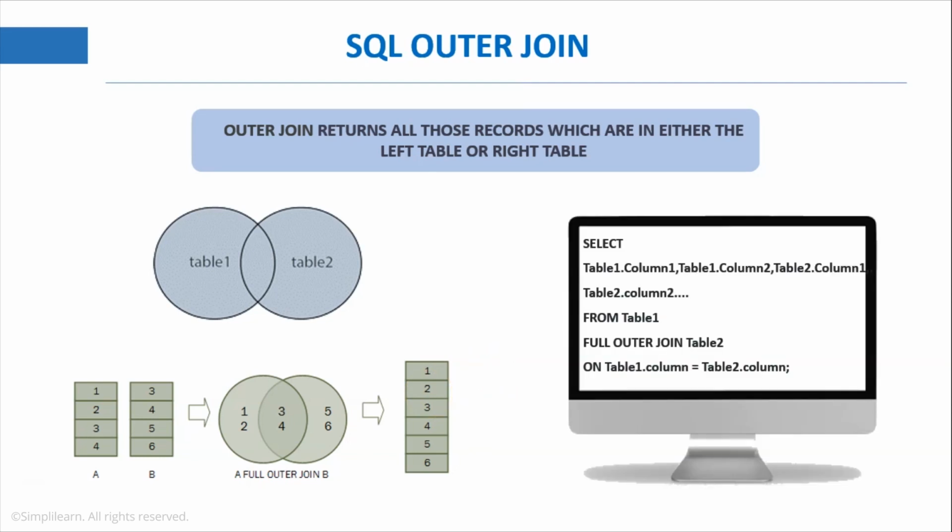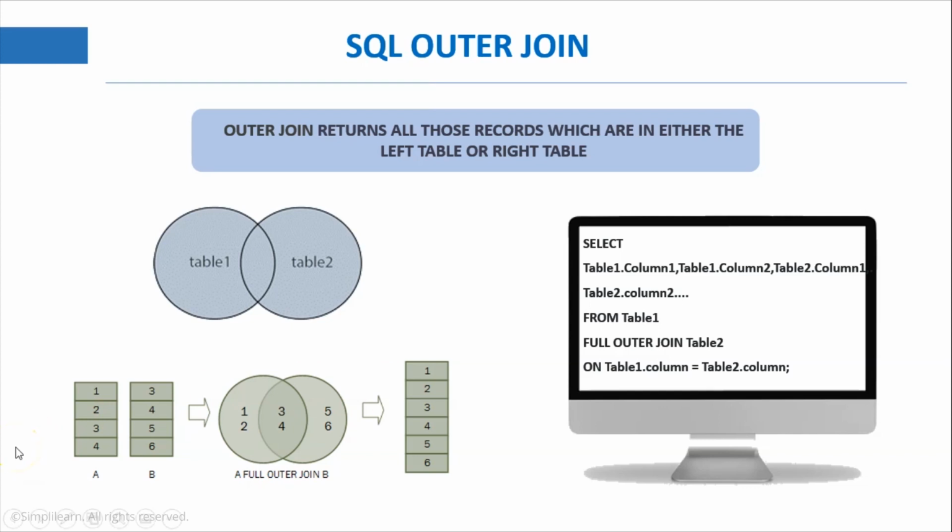Now let us discuss the syntax of SQL Outer Join. The syntax is: select table1.column1, table1.column2, table2.column1 and so on. These are basically the columns that you want to display in your resultant table. From table1 full outer join table2 on table1.column equals table2.column. Now as far as MySQL is concerned, this syntax is not applicable. If you're working on other databases like PostgreSQL and Microsoft SQL Server, you can apply this syntax. But if you're working on MySQL Workbench, there is a different syntax which I'll be discussing in a while.